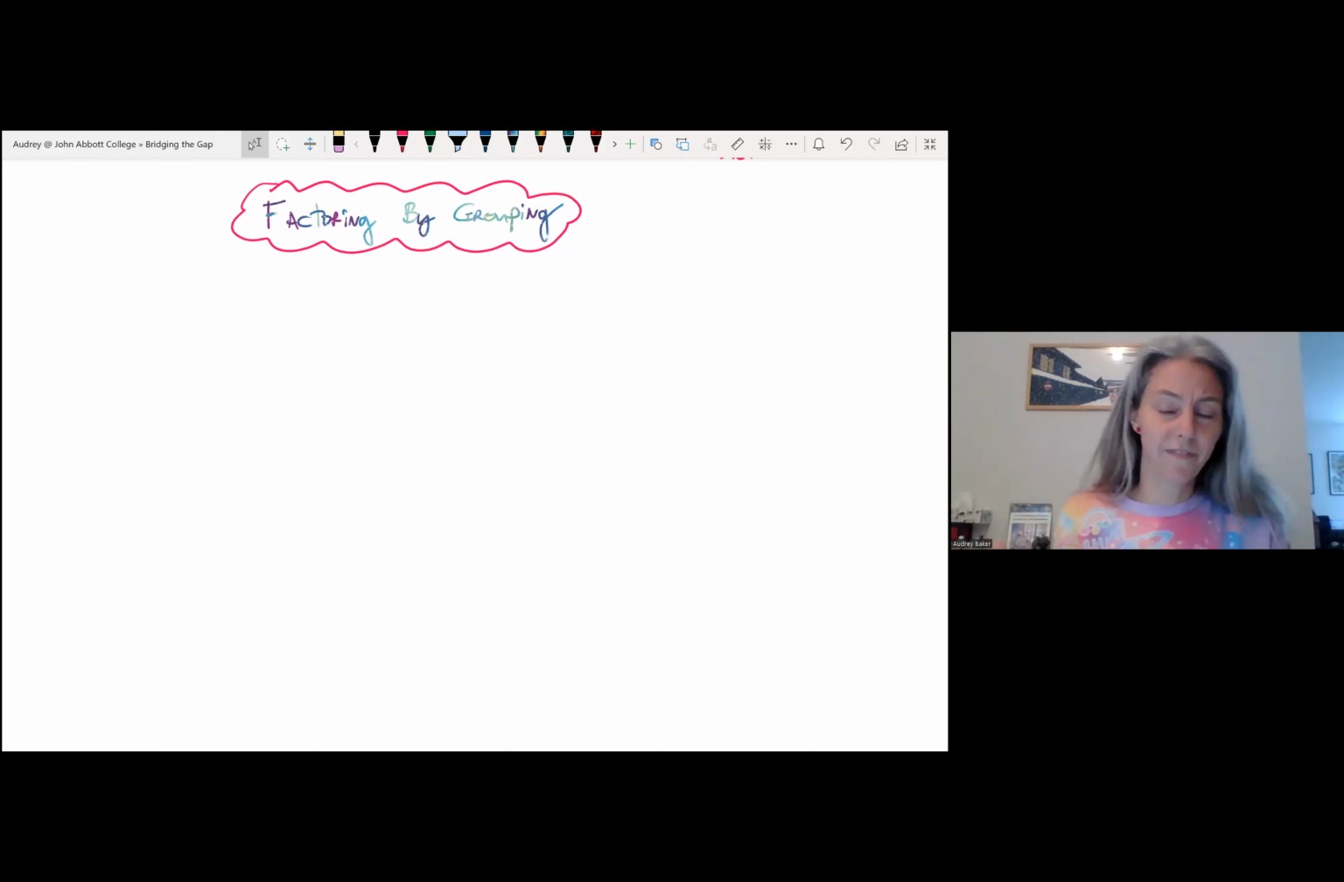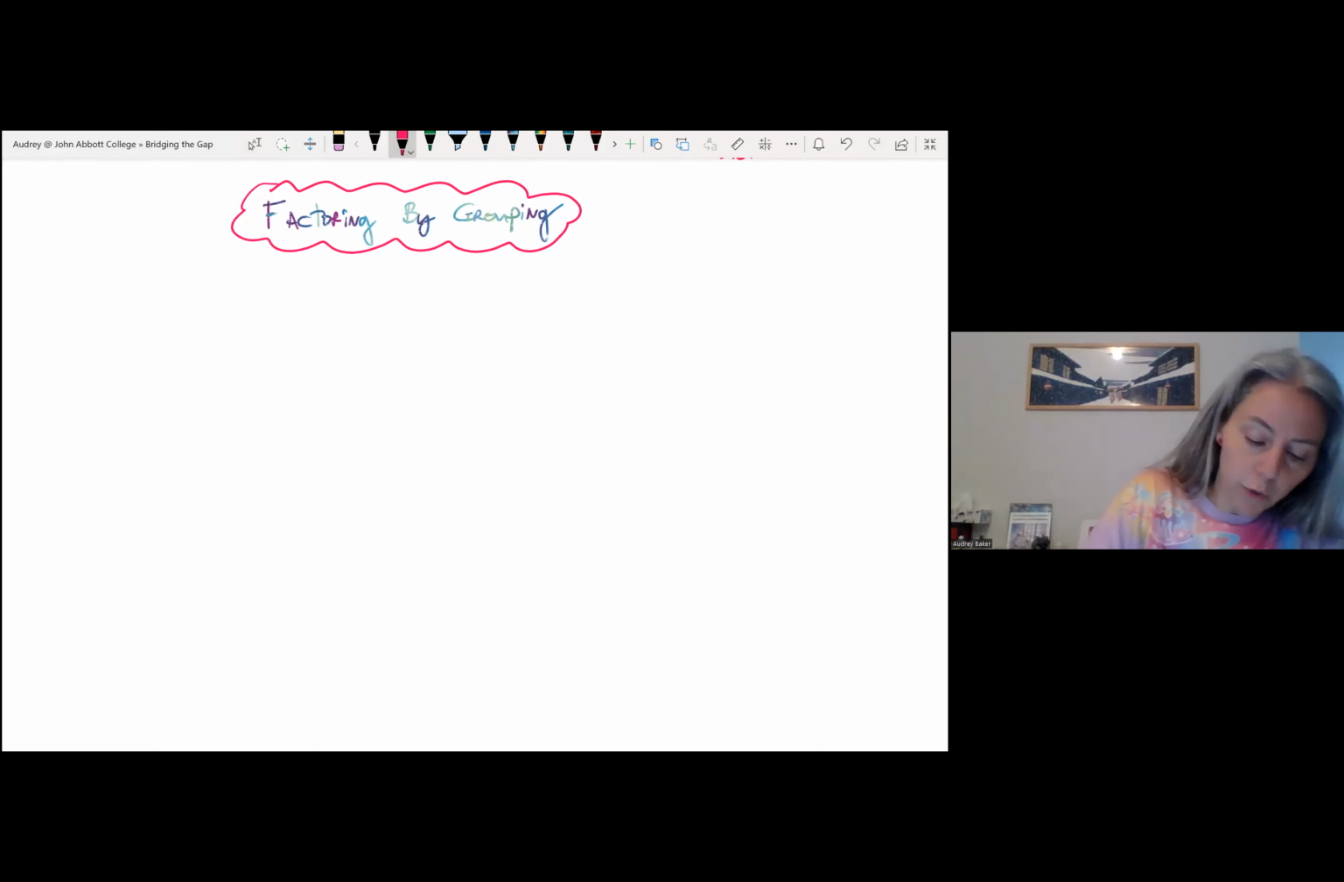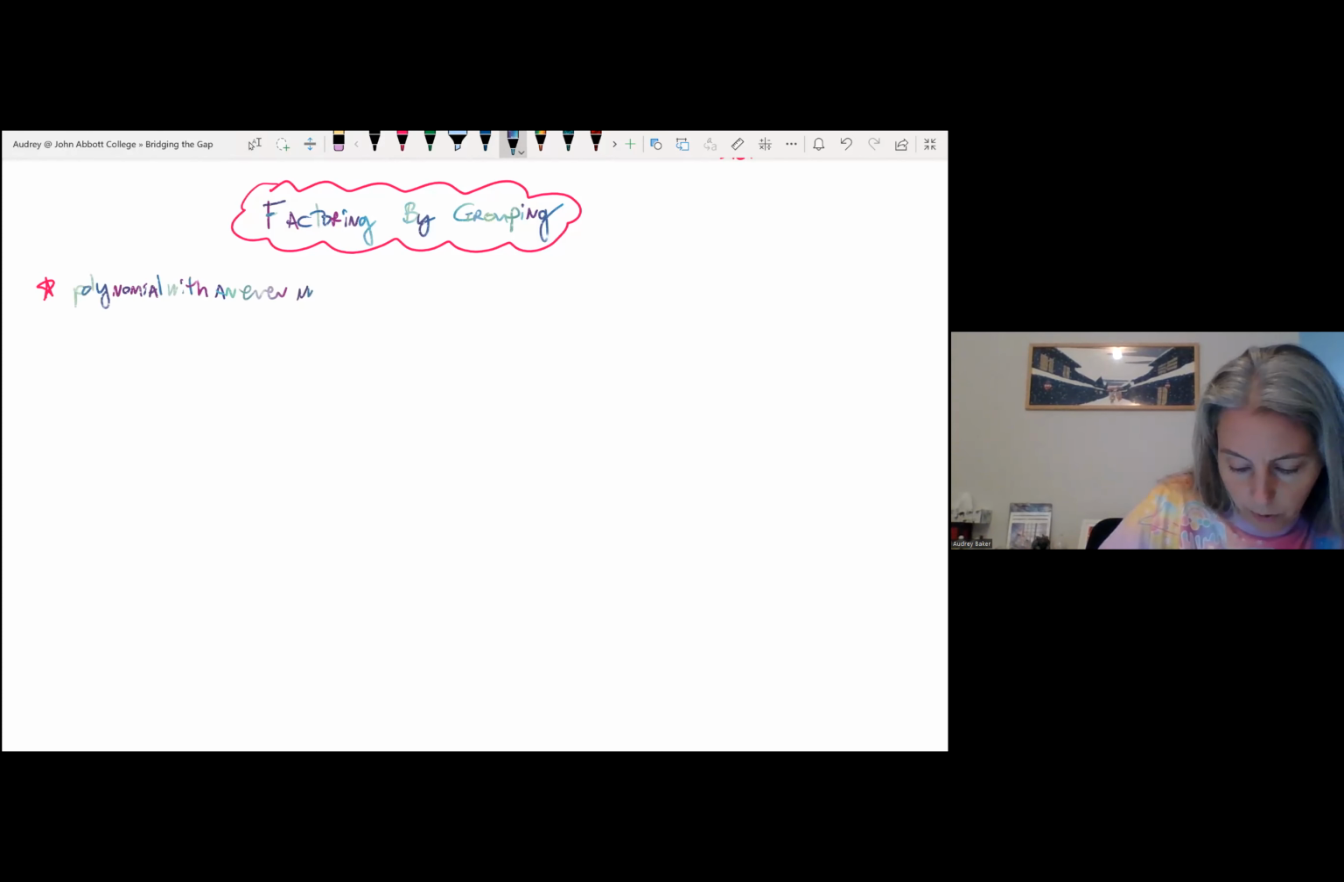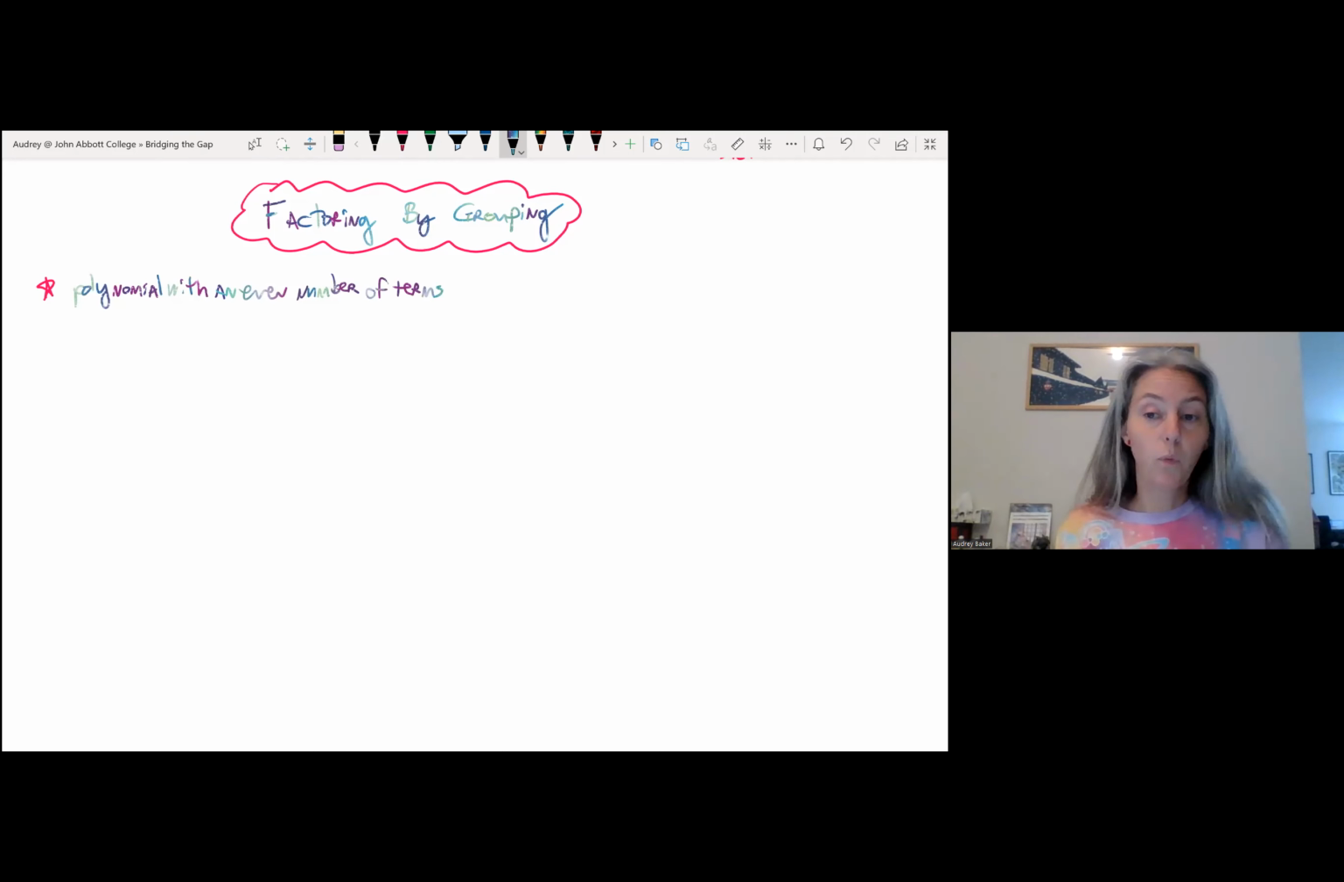All right, so what is factoring by grouping? First, we'll talk about when it's useful. It's useful in two main situations. The first is when you have a polynomial with an even number of terms. And mostly we see it when we're factoring cubic polynomials containing 4 terms.